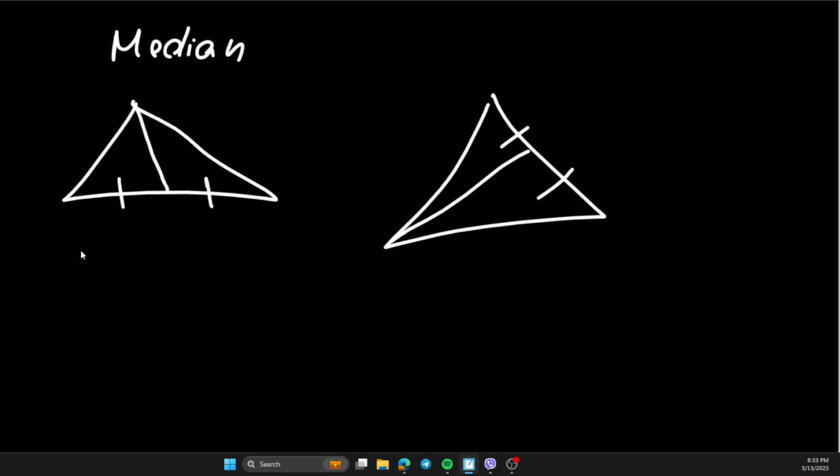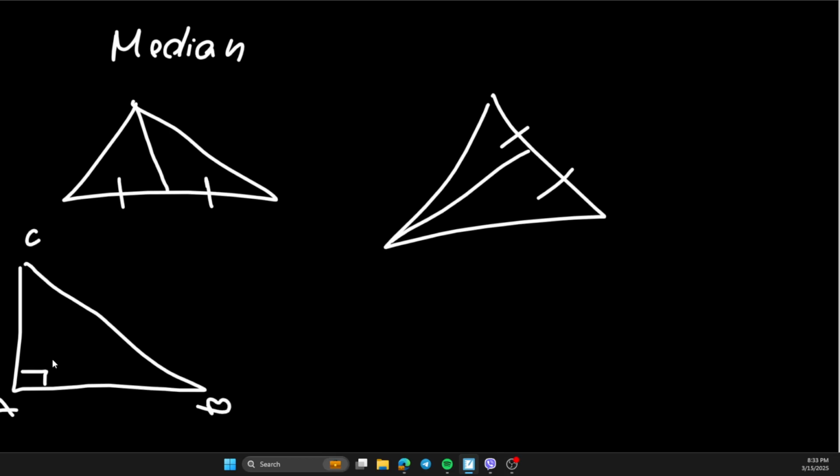Okay, so the median, right? Again, you have a right triangle, which is A, B, and C. Now you take the median, which is M. What does the median do? It splits the side that it falls on into two equal parts. There's also a theorem of the median. It tells you that the median is going to be equal to the hypotenuse over 2, BC over 2. So basically all of these three sides are equal to each other.